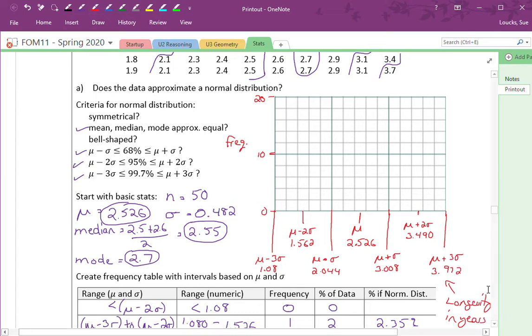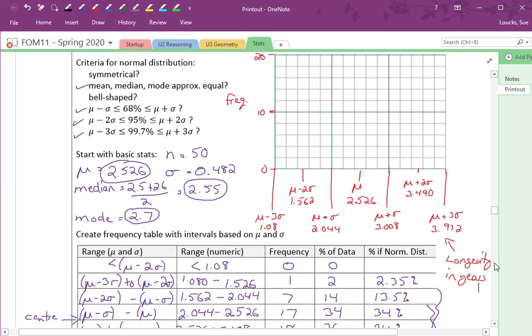And in our interval, we're starting from 1.08 to 1.562, so our frequency in here was 1. Each of these is 2, so there's one. I had one phone that crapped out between a year and a half-ish. And then between a year and a half-ish and 2 years, I had 7. So 2, 4, 6, 7, that comes up to here.